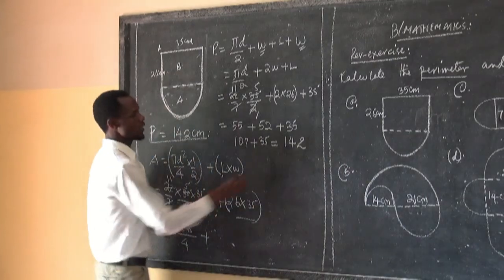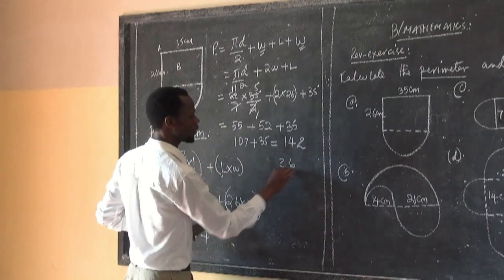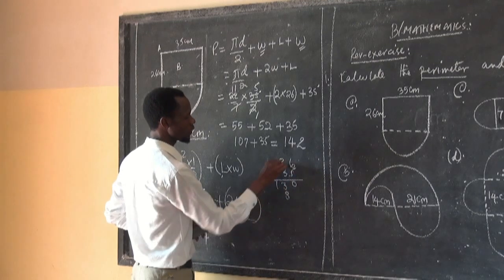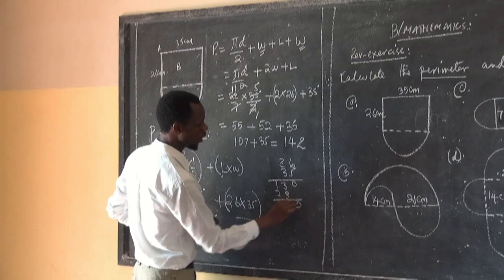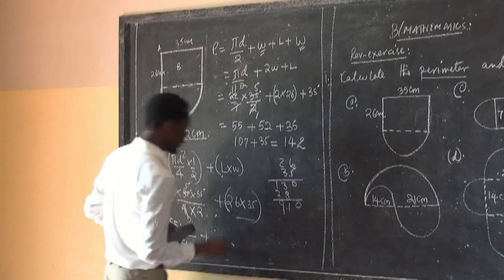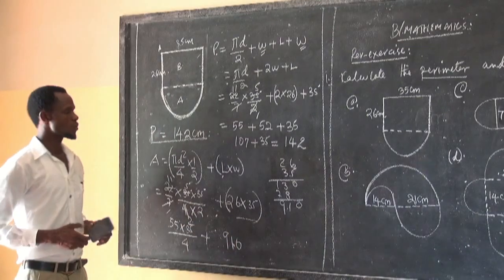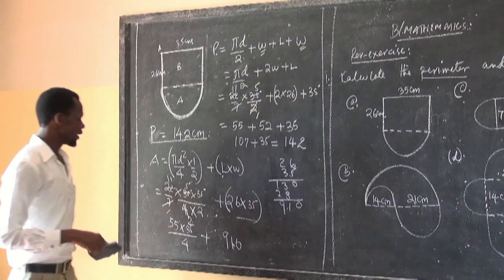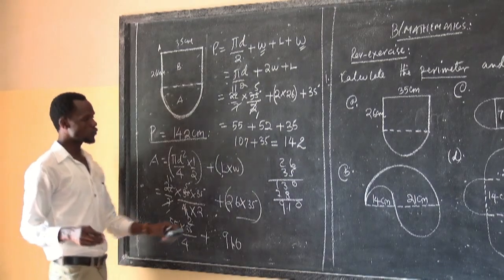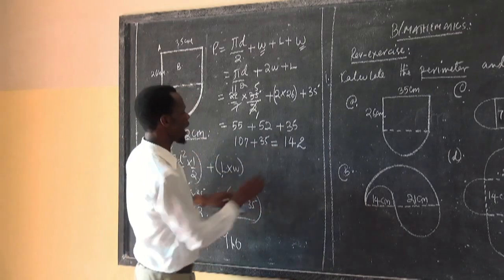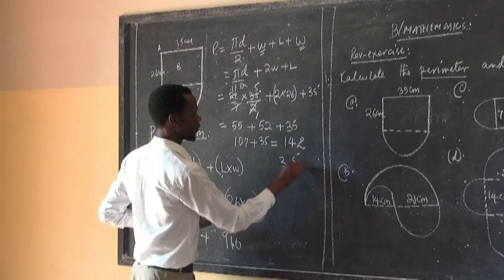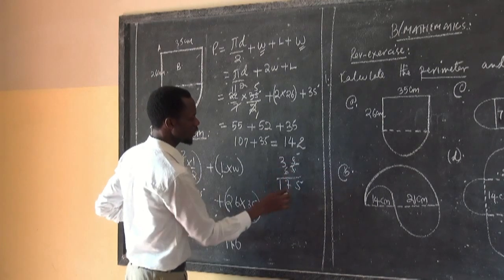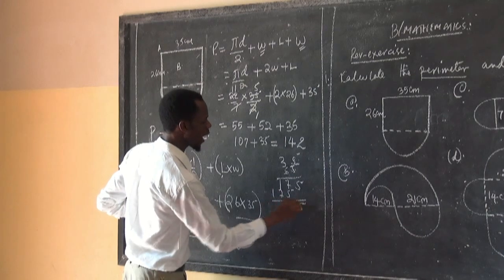Now you multiply. You have 26 times 35. Now here you have 910. So 26 times 35 is equal to 910. Then we have this one: 35 times 55. 35 times 55, which is equal to 1925.